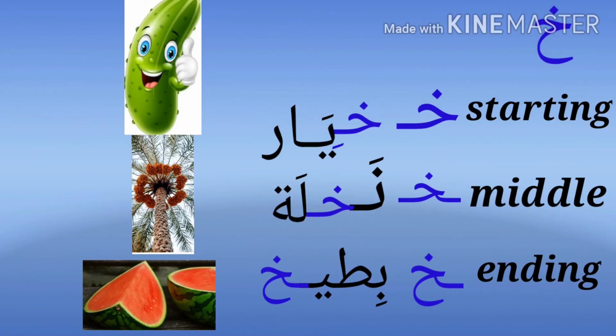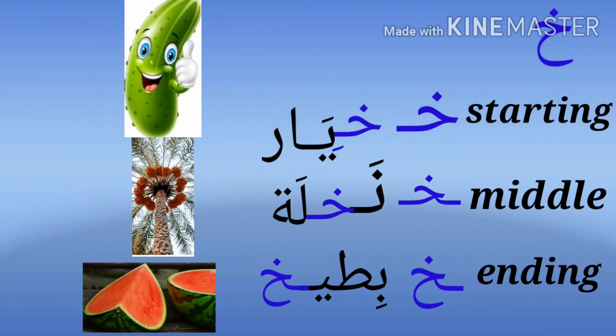In the case of the letter Kha, it also joins in three different ways. As you can see in the first example, Khiyar, Kha joins as the initial letter. And in the second example, Nakhla, Kha joins as the middle joining letter. And in the third example, Batikh, Kha joins as the ending letter. So now you can see that Kha also joins in three different ways.